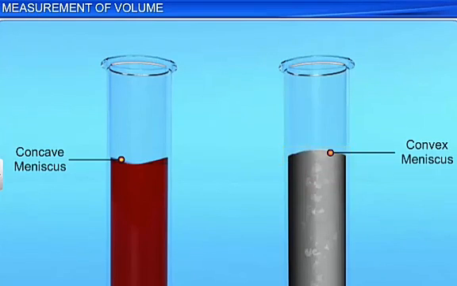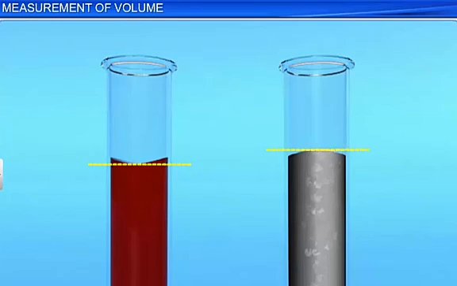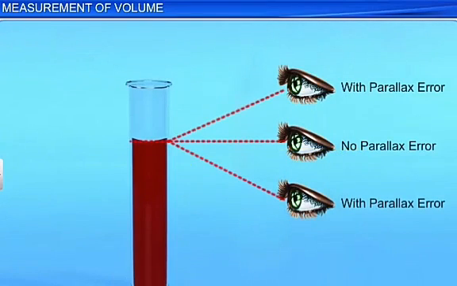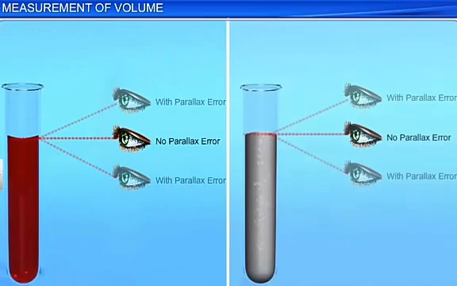Hence, while measuring the volume of liquids in narrow tubes, take the reading at the lower meniscus for all the liquids except mercury, and at the upper meniscus for mercury. The reading should be taken without parallax error. To avoid parallax error, place your eye at the level of the lower meniscus for all the liquids except mercury, and at the level of the upper meniscus for mercury.